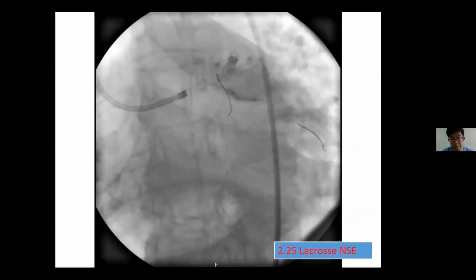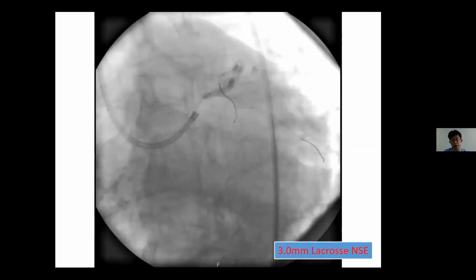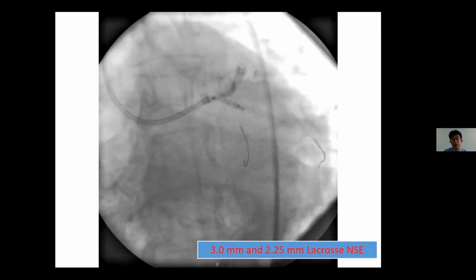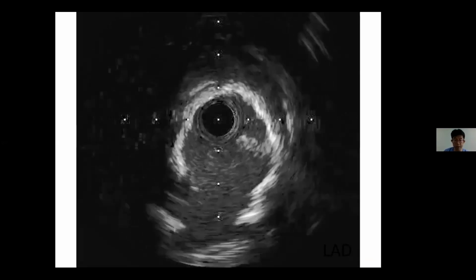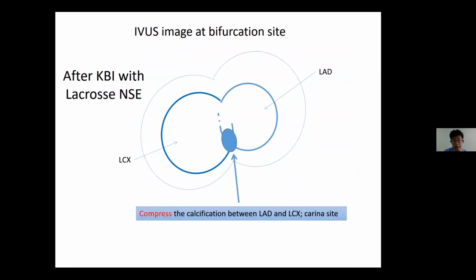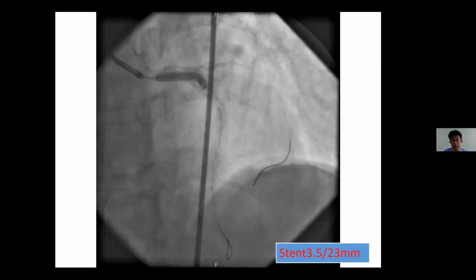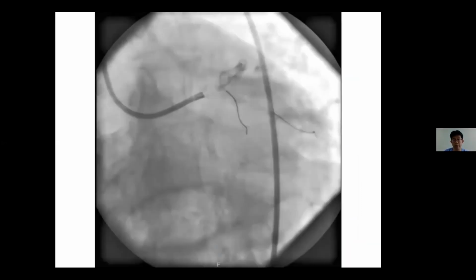So we decided to do KBI before stenting with 2 squatting NSE balloons. These are 2.25 NSE for the circumflex, and then 3.0 NSE squatting balloon for the LAD, and KBI with 2 NSE balloons. As I check IVUS again here, to compress the plaque around the carina, to compress the calcification between LAD and circumflex at the carina site. So we put the stent in the LAD, and put the stent in the circumflex here, and high pressure KBI here.